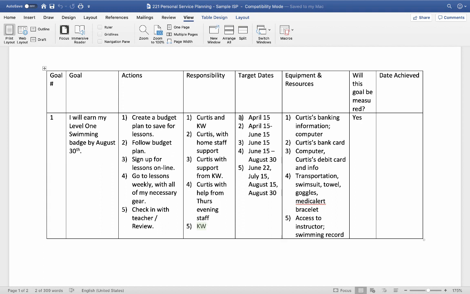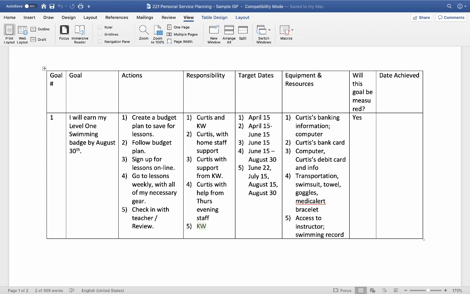You can see that I've got a target date, and even though they don't line up, the numbers match up. April 15th is the date by which I'll have this budget done. April 15th to June 15th will be a savings time, right? Here's my following my budget. June 15th is the date I'm going to go in and sign up. The 3s align, all make sense together. From June 15th to August 30th, what are we doing? Well, that's number 4. We're going to lessons every Thursday night, and the staff are taking him.